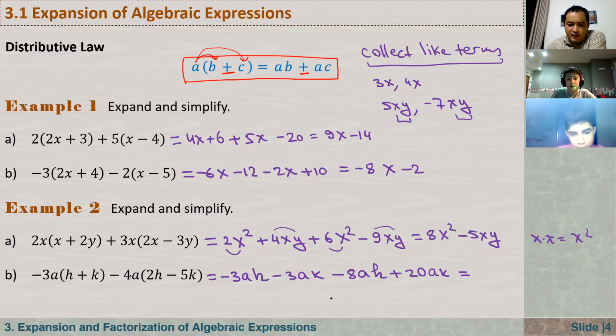Okay, now we can simplify this. Minus 3ah, minus 8ah, they are like terms. So that is minus 11ah, right? And minus 3ak plus 20ak, that is plus 17ak.